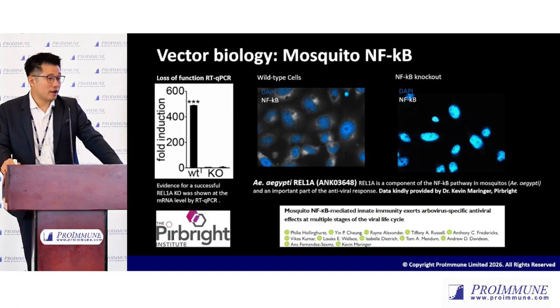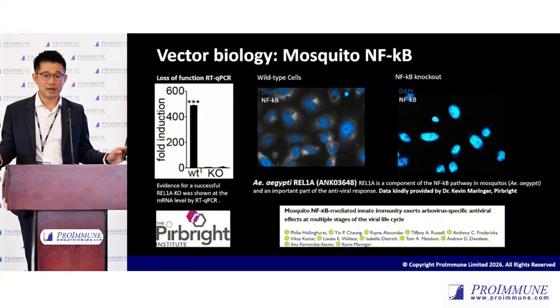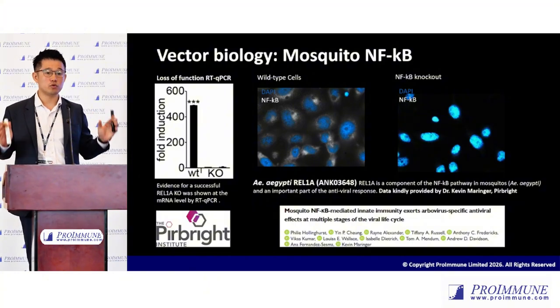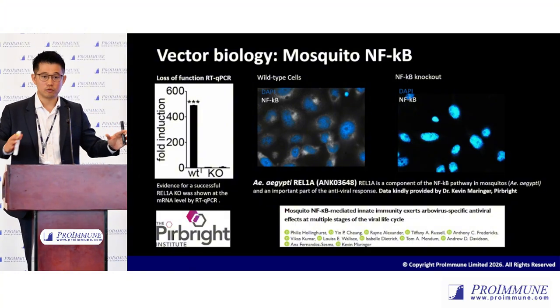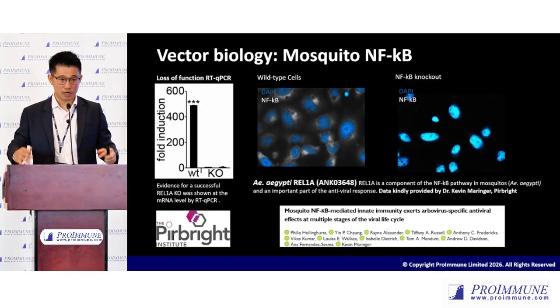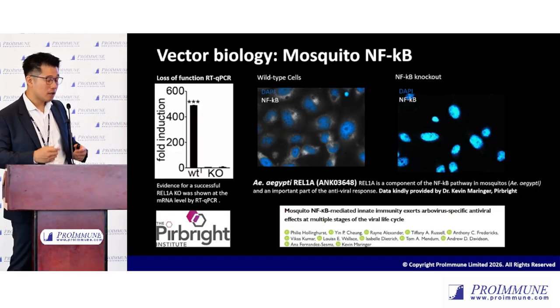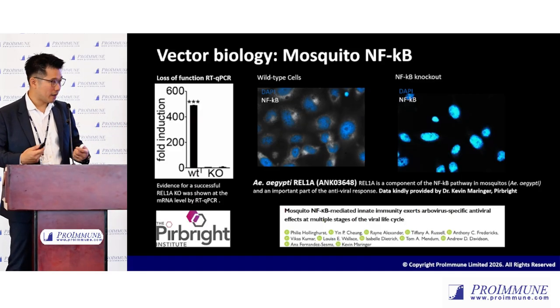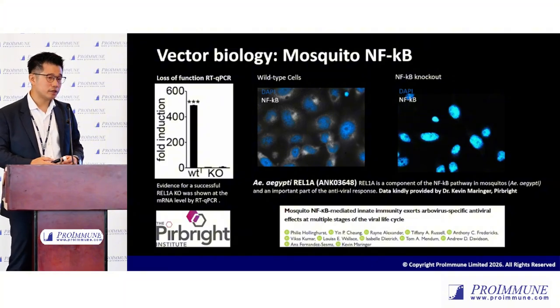So this is where we have Ankyrons that don't discriminate between species, and we really want to work with the tree of life of different species so that we can better understand the mechanism. So this is where we generated the Ankyrons against the mosquito NF-kappa B.